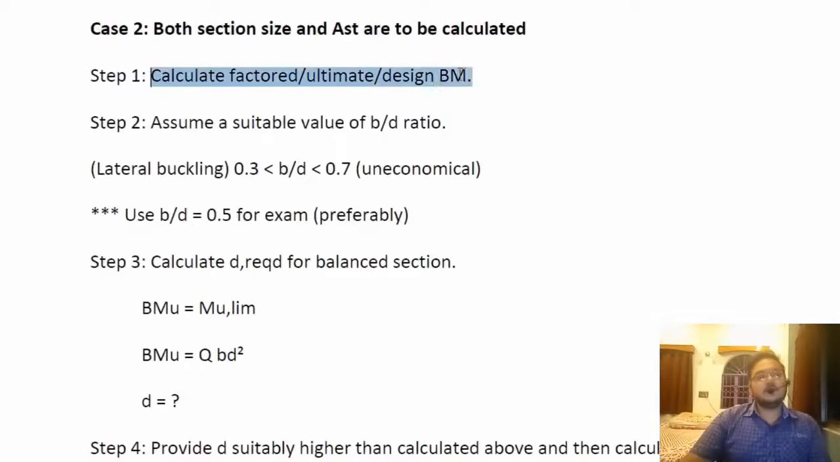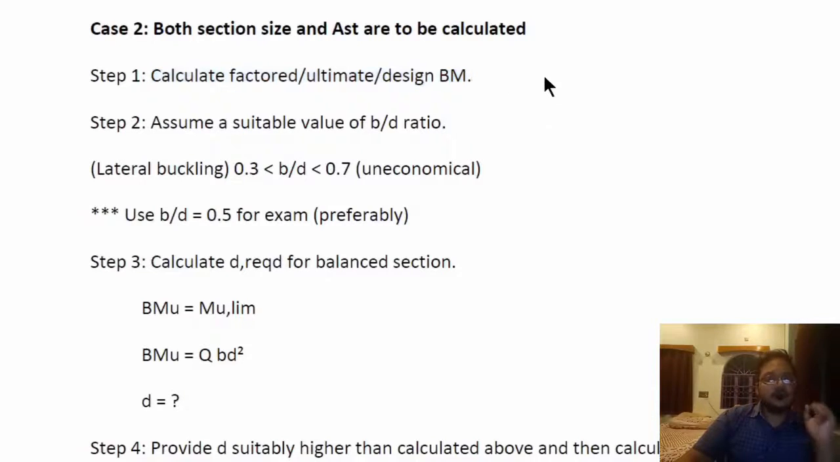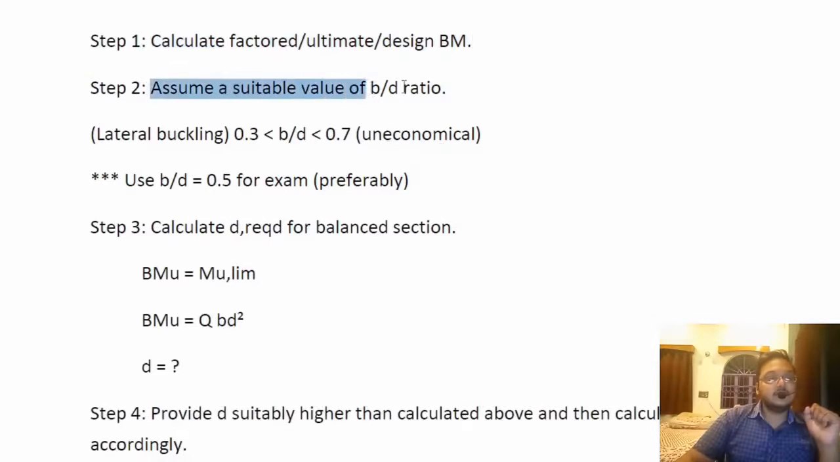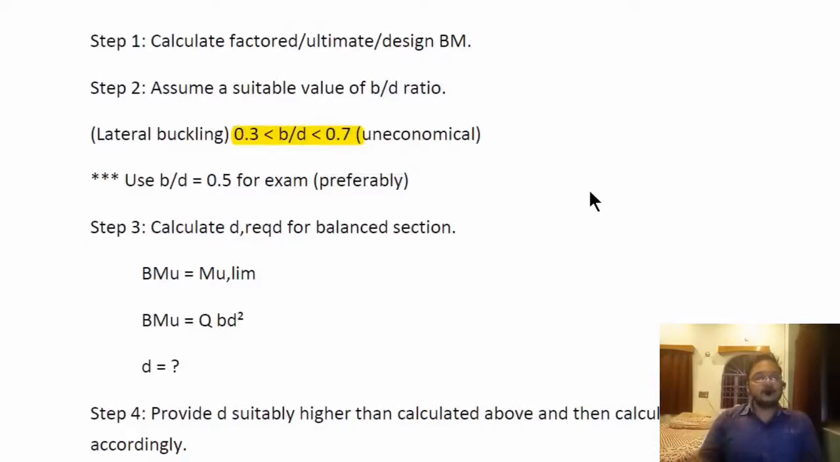First of all, the first step is similar: we will calculate the factored or ultimate or design bending moment, the BMU, by checking what loads are given to us. Next we will assume a suitable width to depth ratio, B to D ratio, which should be within 0.3 to 0.7. Suppose we use 0.3 as the B to D ratio, that means the width is very small compared to the depth of that section.